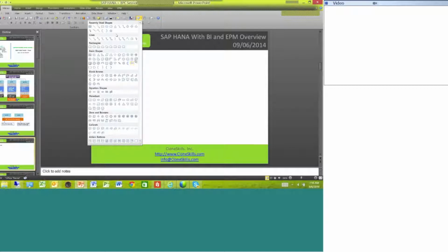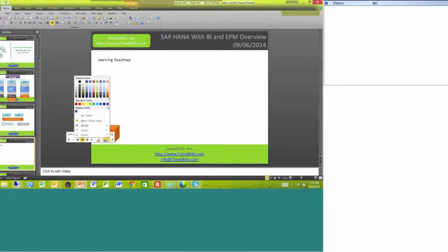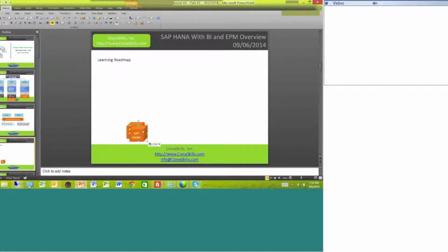The learning roadmap is going to start with SAP HANA. That's going to be the foundation, and it's common for both of us. So the starting point is SAP HANA. From there, we go to the next step. What is the next step? We need to understand SAP BW. That is the next level of learning.